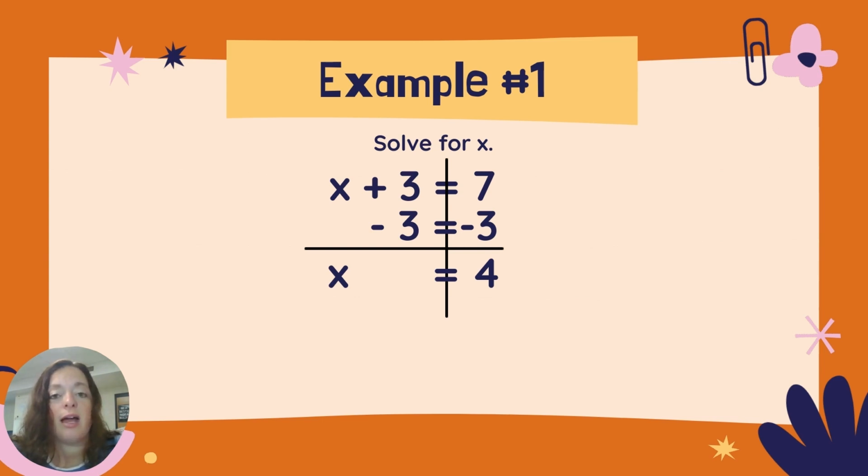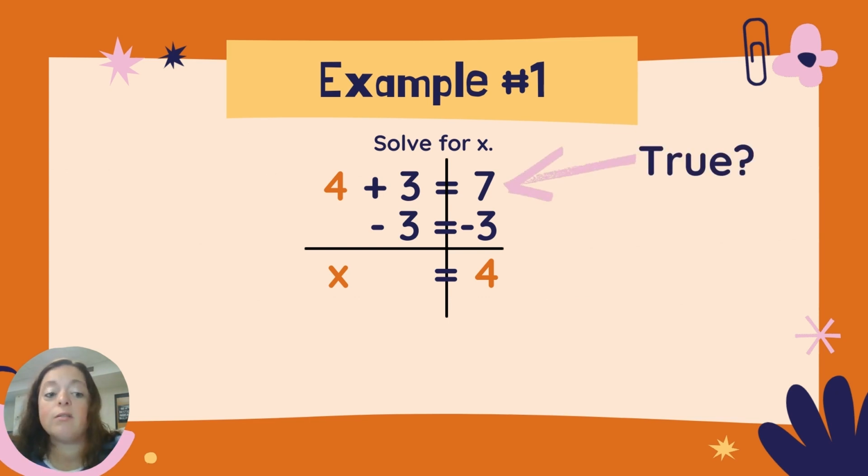So notice we have x equal to 4. So we find the x back in the equation. Remember, because of that property of equality, we can swap things that are equal to each other. Since x is equal to 4, we can replace the x with the 4. Once we replace the x with the 4, we want to check and see, is this equation now true? Let's see, 4 plus 3 equals 7. That's true. That means we got the correct solution. Nice job.